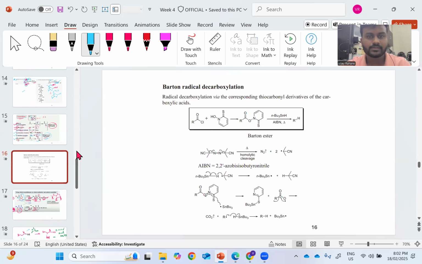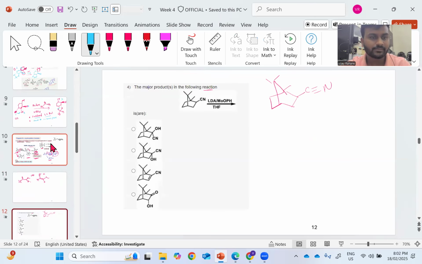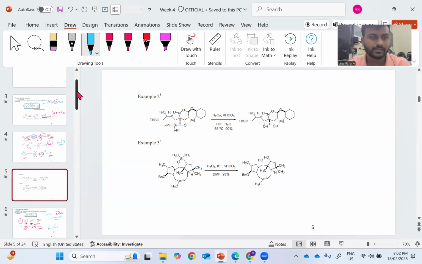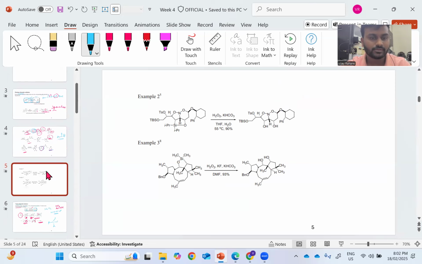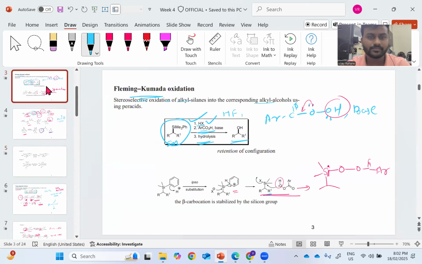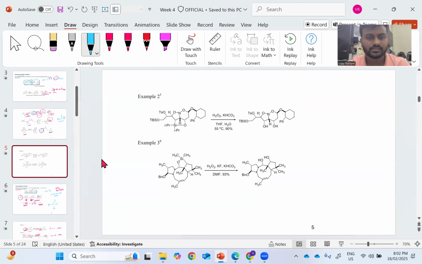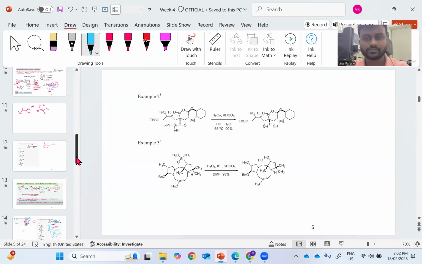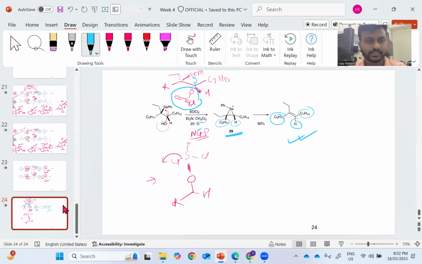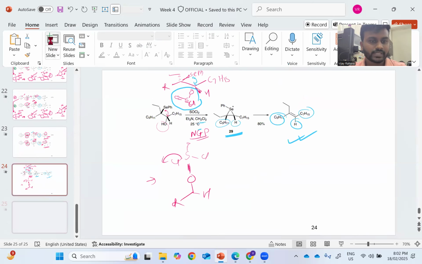We'll stop here for today. I have kept some remaining slides that we have not discussed, but you can refer to them on the OneDrive. They involve more examples of this Fleming-Tamao oxidation, and also some problems based on enolate chemistry that I have added at the end of the slides. So you can refer to that.